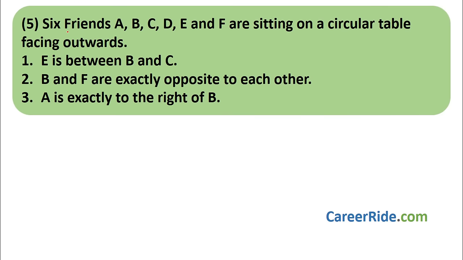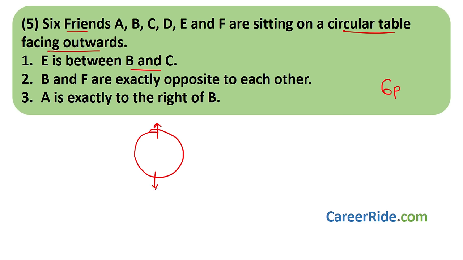Question number 5. Six friends A, B, C, D, E and F are sitting on a circular table facing outwards. E is between B and C. B and F are exactly opposite to each other. A is exactly to the right of B. Again, right over here, how many people are there? Six people. Okay. What is the rough framework of seating? They are around a circular table. Okay. And they are facing outside.